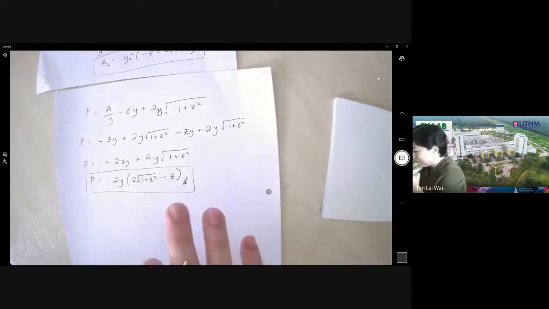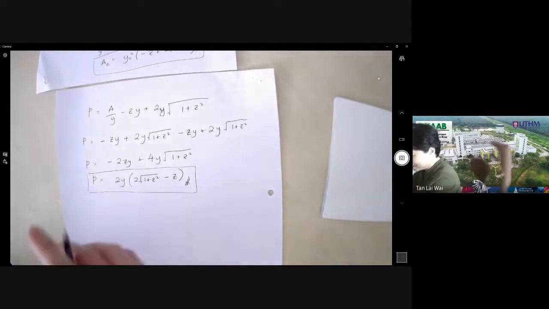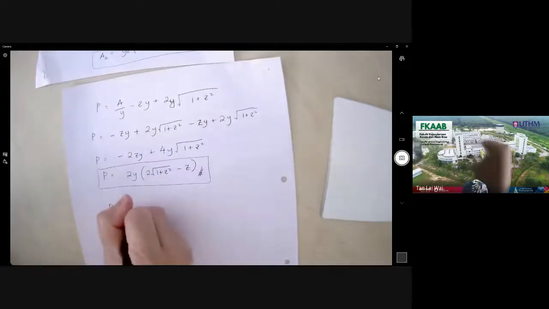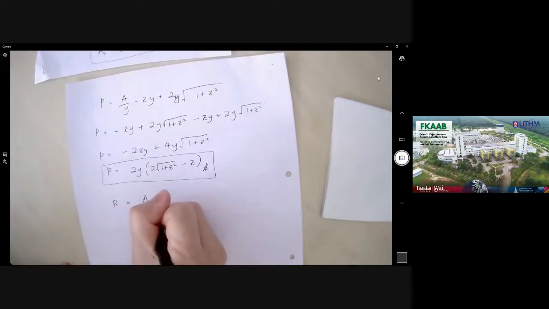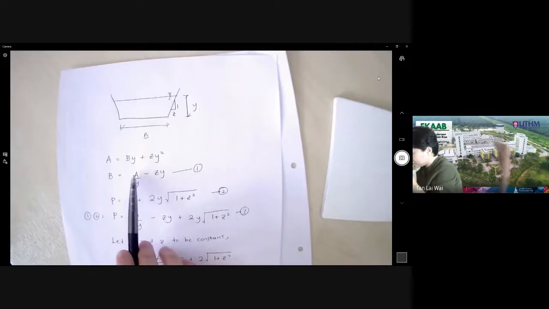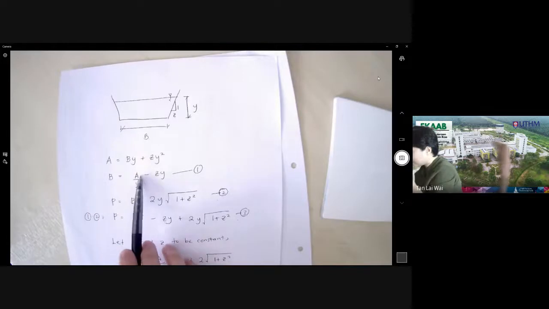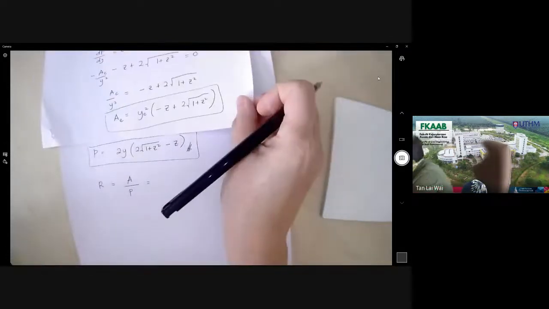In this case, A and Z are constant. I'm going to let you know later what it means for A to be constant. So let us proceed. R, hydraulic radius R. Now, if you want to find the bottom width, you just substitute your best, or most efficient, A into this expression here, and you'll get your bottom width. So you have this A and P.